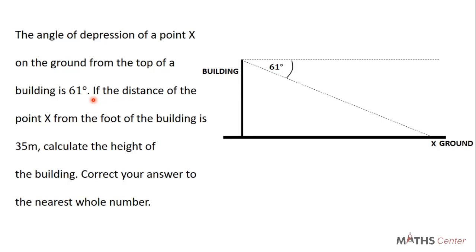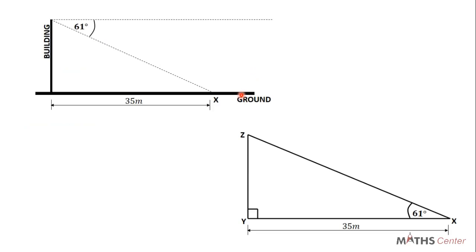The question goes on to say that the distance of the point X from the foot of the building is 35 meters. This is the foot of the building. So it's telling us that the distance between X here and the foot of the building is 35 meters. We should calculate the height of the building. So we have to determine how high the building is.